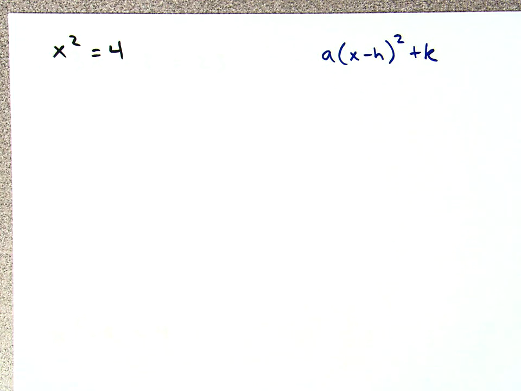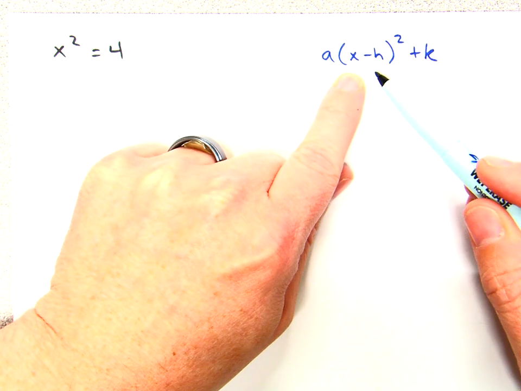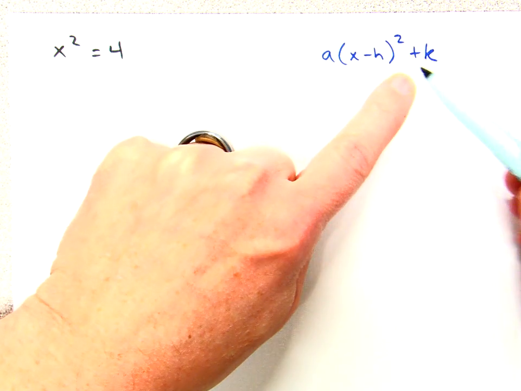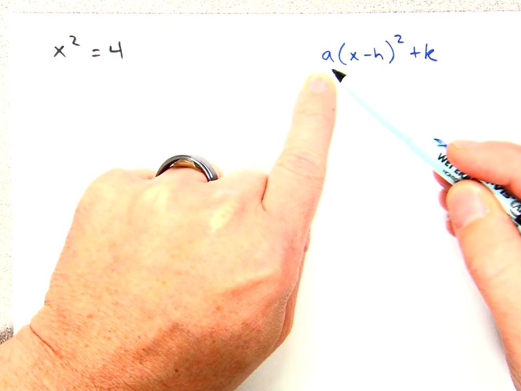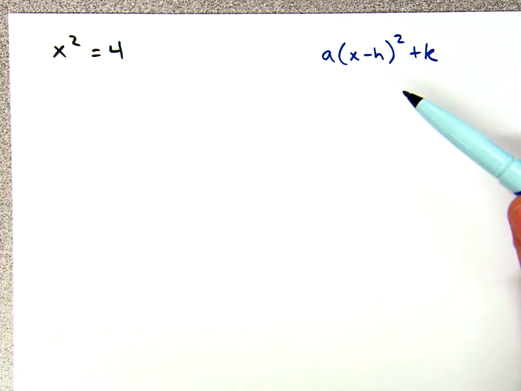The idea of vertex form is that you can look at it and identify the vertex, of course, hence vertex form, right? If I wanted to graph this, we would just shift it right or left, shift it up or down, stretch or compress it vertically, reflect it over the x-axis, things of that nature.